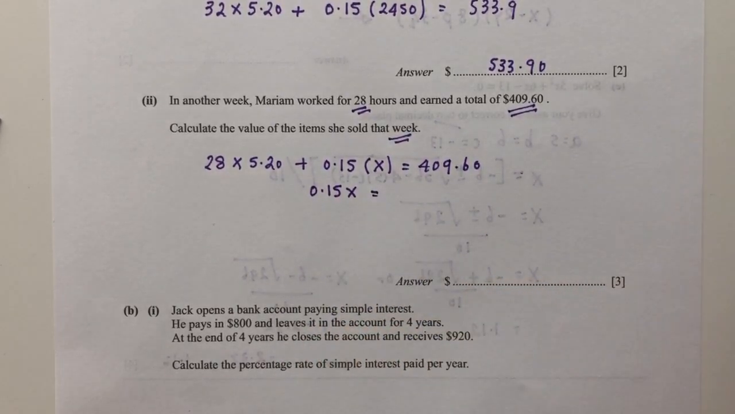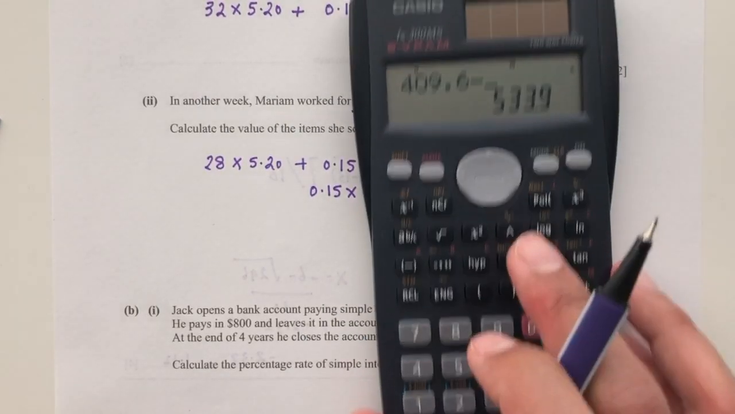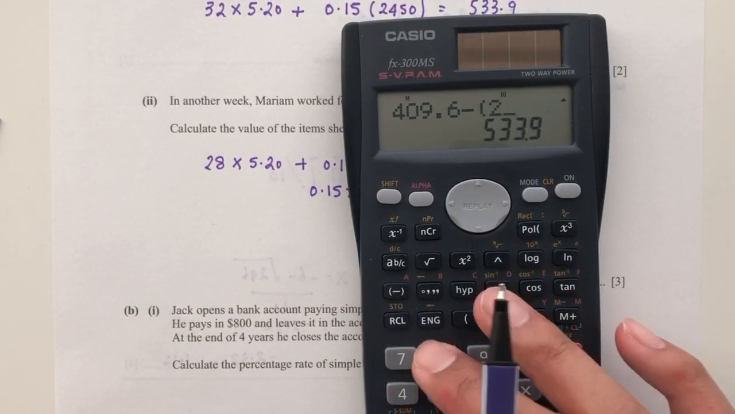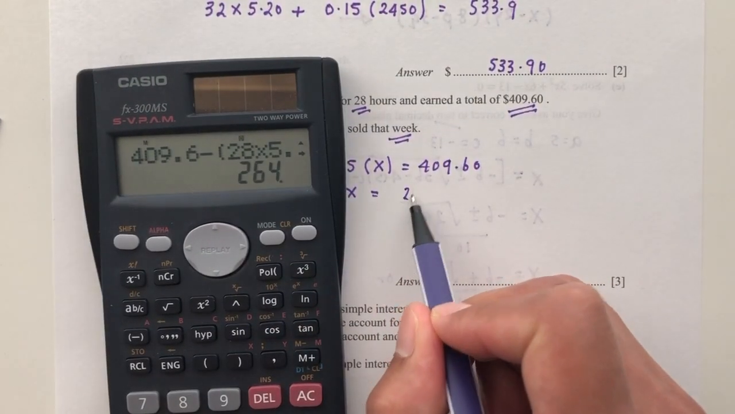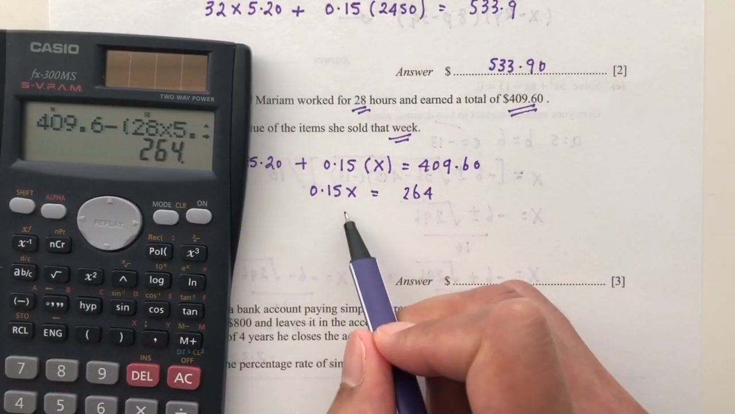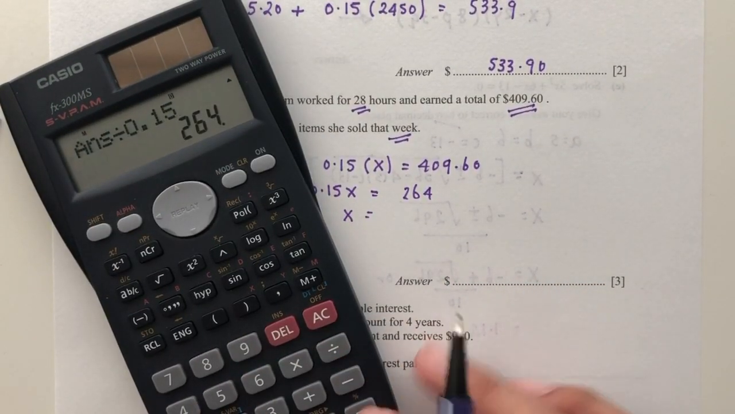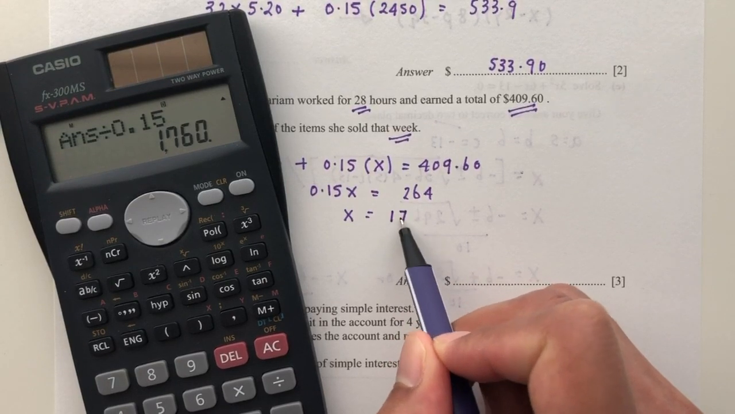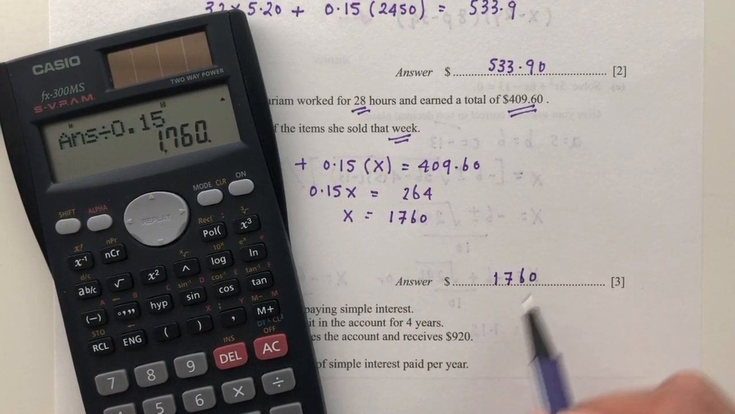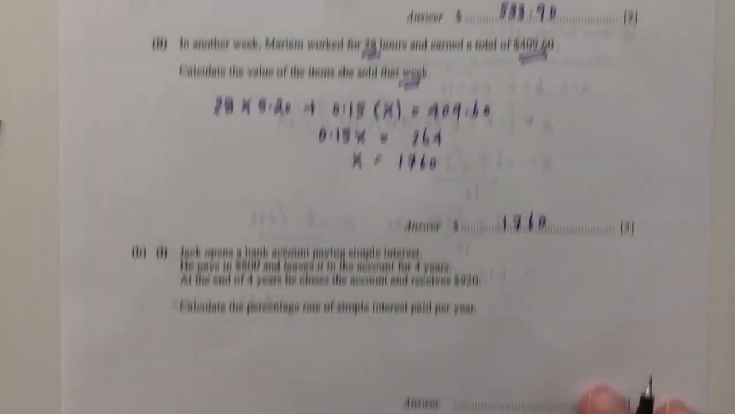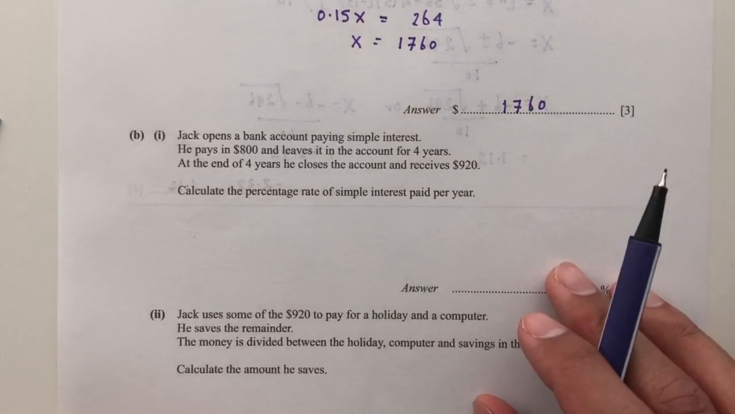0.15x will be what? 409.6 minus 28 times 5.2. That will be 264. x will be 264 divided by 0.15. That will be 1760. So the value of things she sold is 1,760.